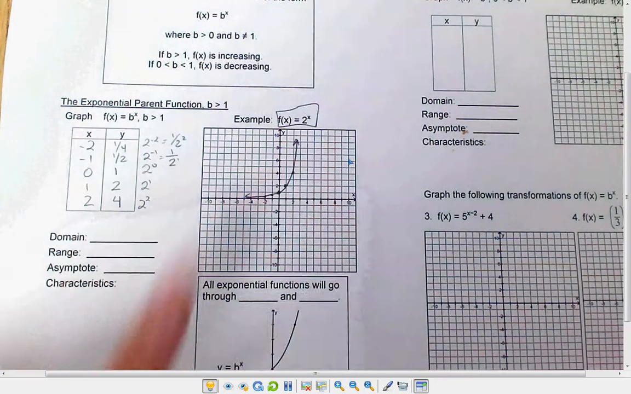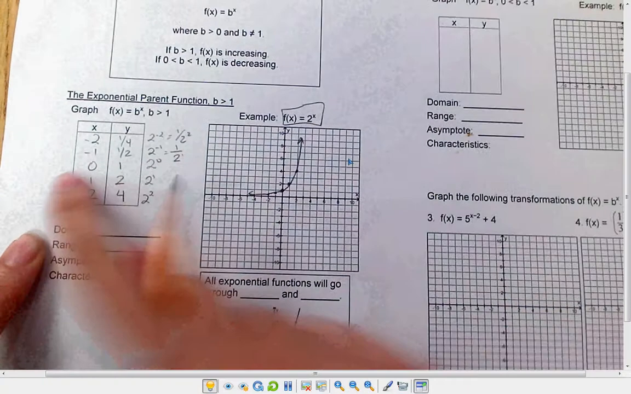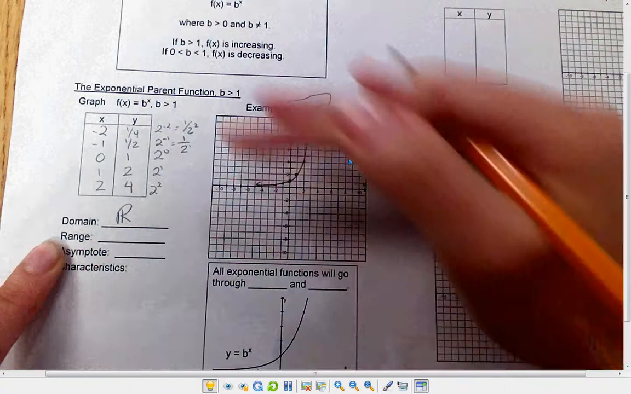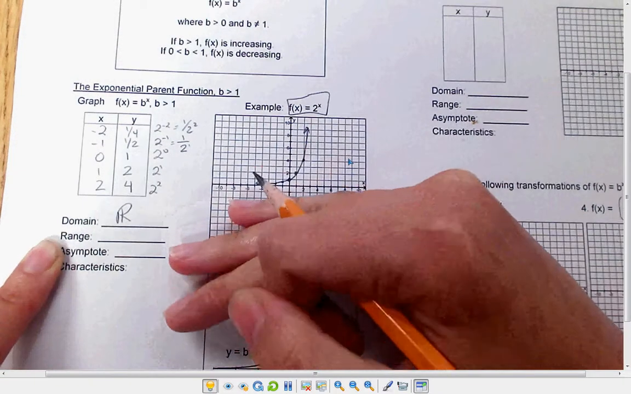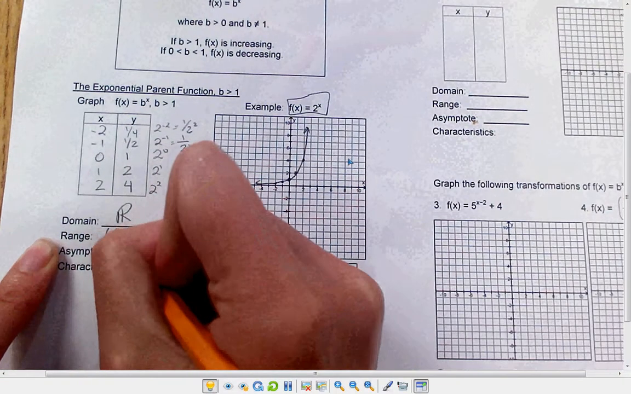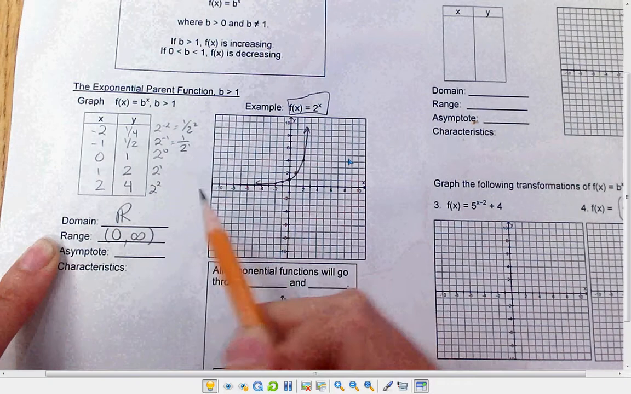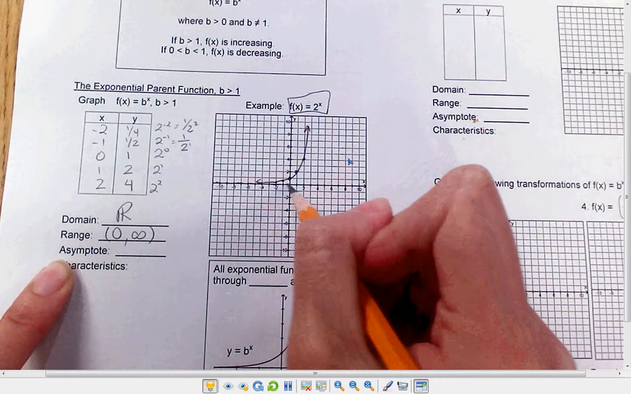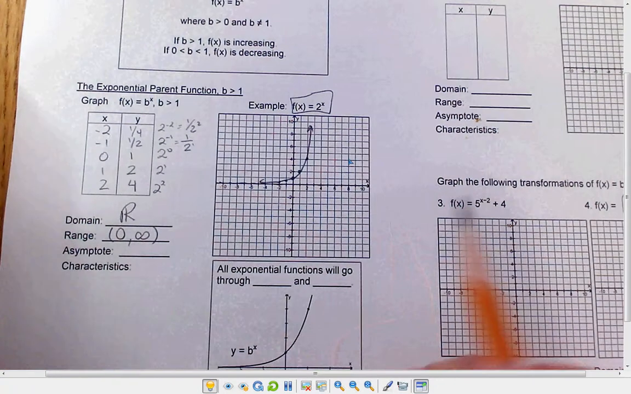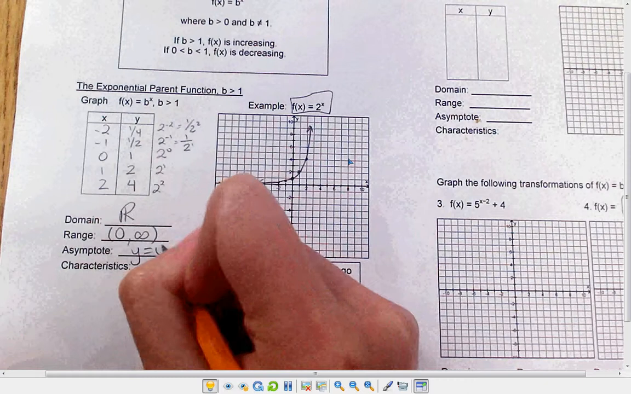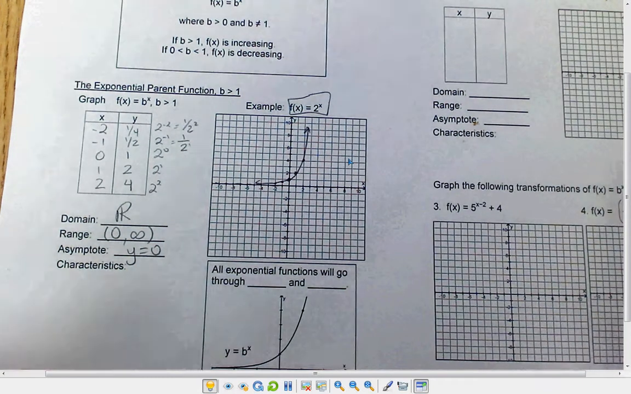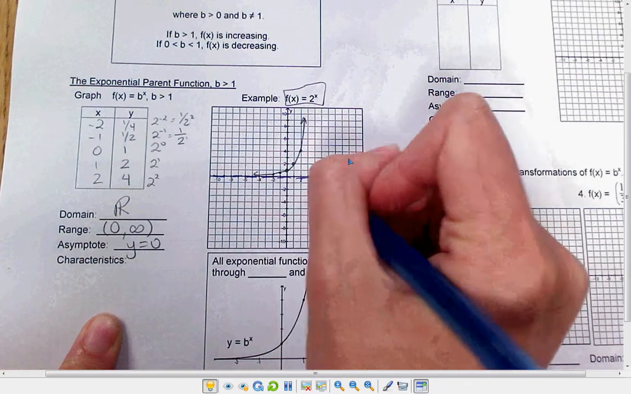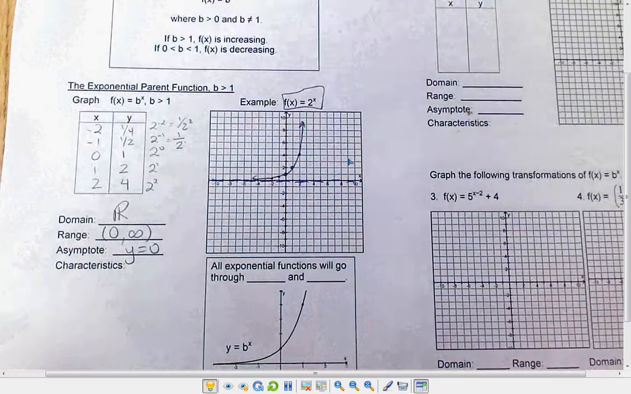So, looking at this graph, there is clearly a domain, it goes left and right forever, of all real numbers. The range, however, starts at 0 and goes up. So your range is 0 to infinity. Doesn't include the 0 because it never touches the 0. The reason being, there's an asymptote right here. So the asymptote is at the line y equals 0. I'm going to draw it using a different color so you can see. It's a dotted line here at y is equal to 0.